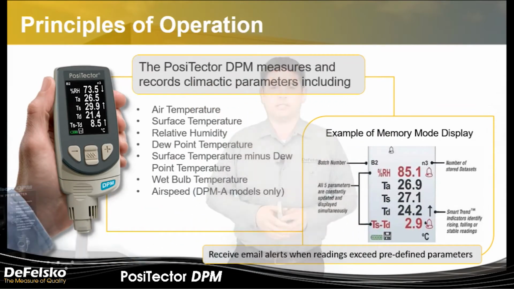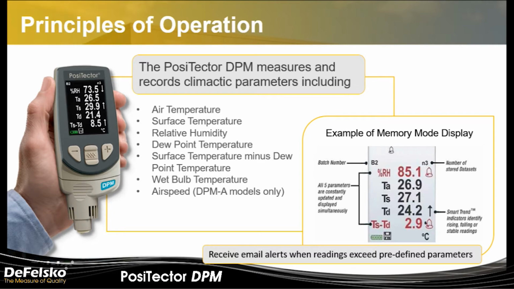out of the picture so we can look at this slide all together. The PosiTector DPM measures and records the following climatic parameters: air temperature, surface temperature, relative humidity, dew point temperature, which is a calculated value, surface temperature minus dew point temperature, and this comes into play with some job sites where they actually have a specification that the surface temperature cannot be too close to the dew point temperature, and this is for the reason we mentioned previously, that if you actually were to hit your dew point during the course of your coating application, you may have some condensation form.